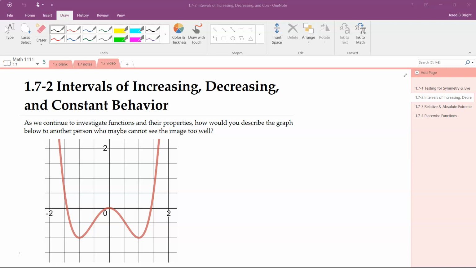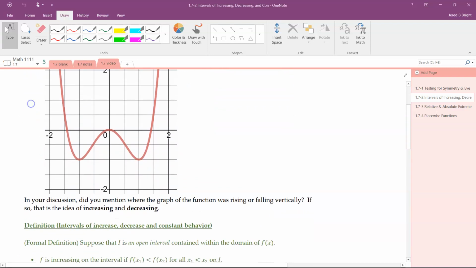Okay, well, you may have said, it passes through the origin, it passes through -1, -1, and you might do that sort of approach, or you might say, as you go from right to left, it is going down, and then it goes up, and then goes down, and then goes up again. That sort of description is really talking about increasing and decreasing behavior.